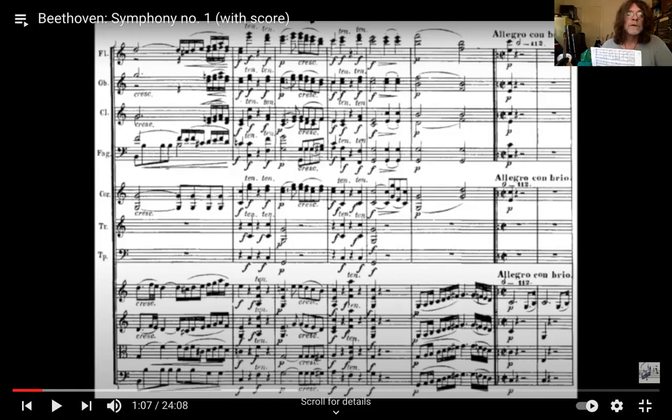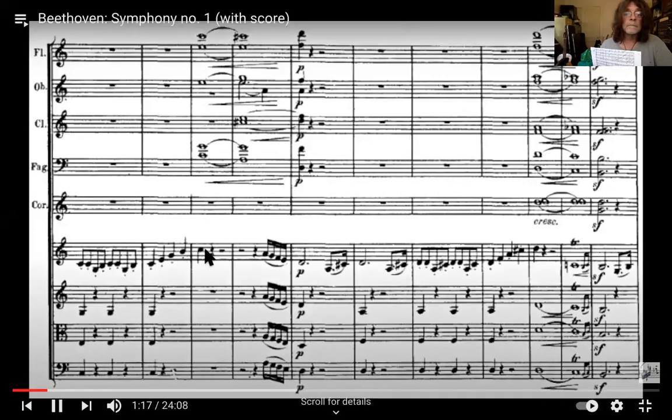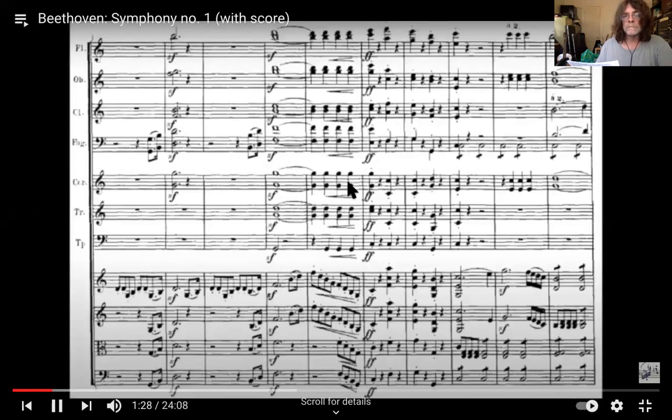Here we go. We're somewhere in here. We're right here, and here it is, the pickup. Okay, we just had a really large cadence there. That was the end of the first theme, and I'm going to share a different window to you now.